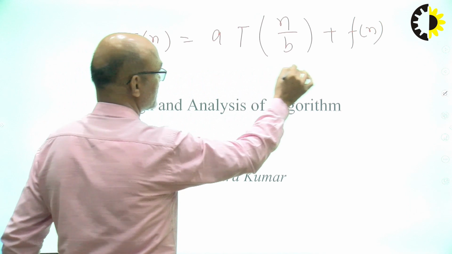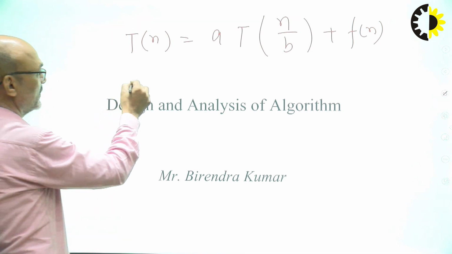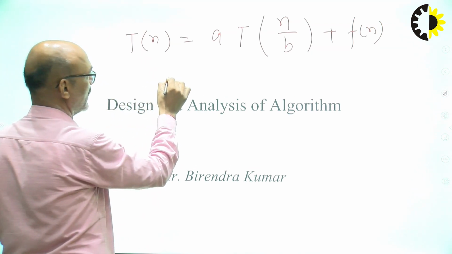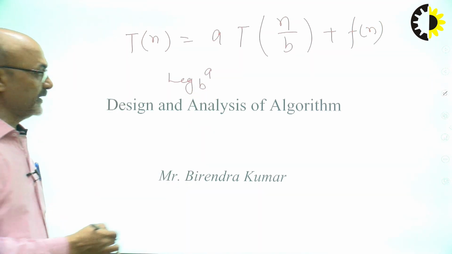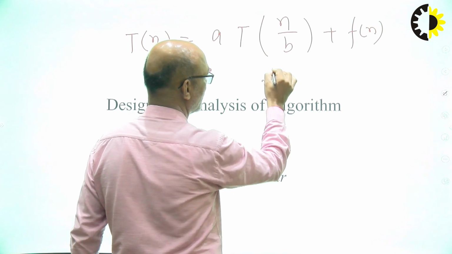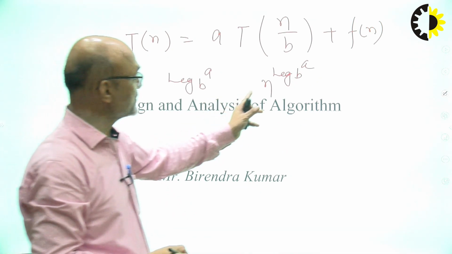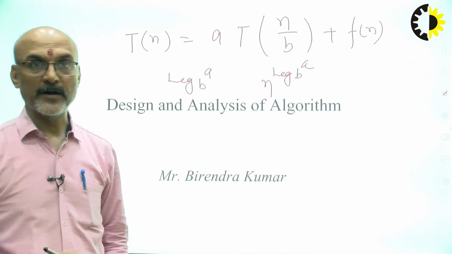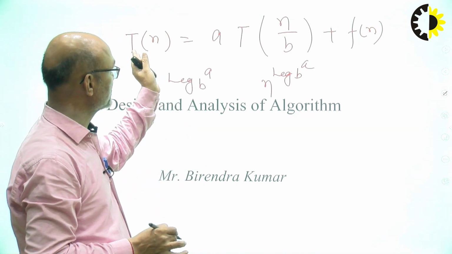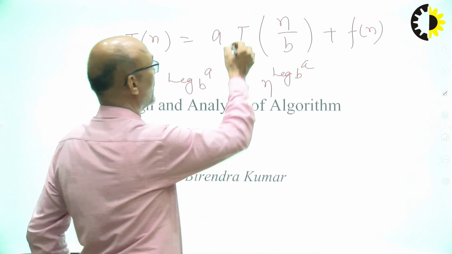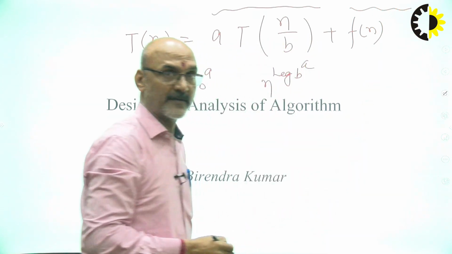Then there is a simple method to solve this, and I am quoting this method. First, we have to calculate the logarithm of a base b. Then take the power of this. And this is compared with the non-recursive part. I am just explaining a little bit. This recurrence relation has two parts. This one is the recursive part. This one is the non-recursive part, non-repetitive part.